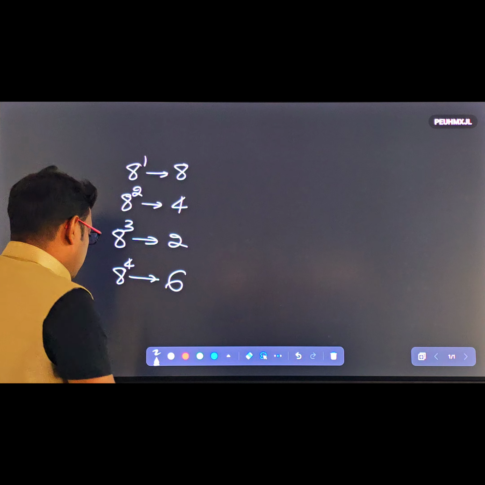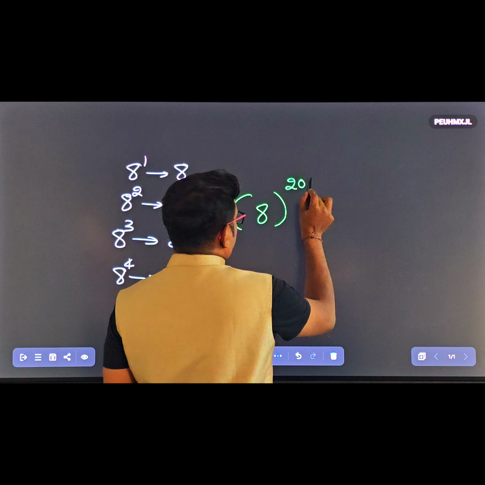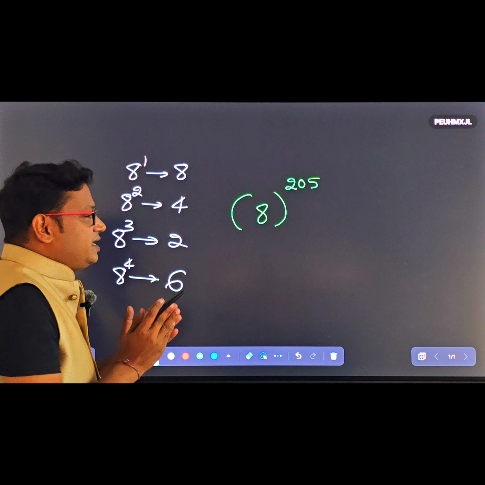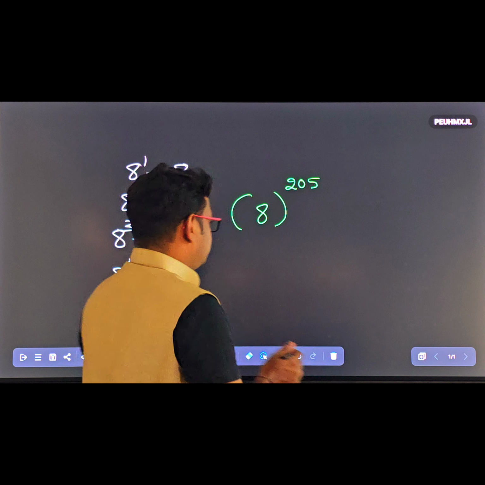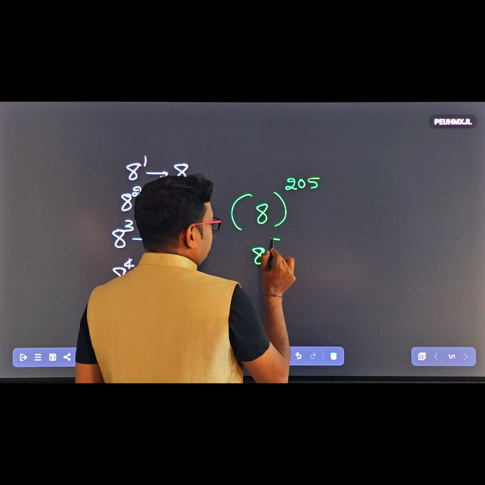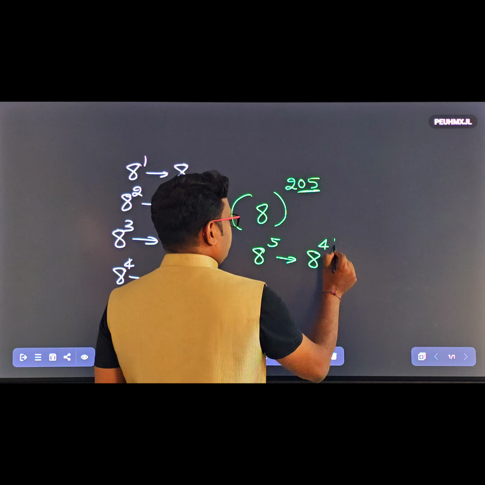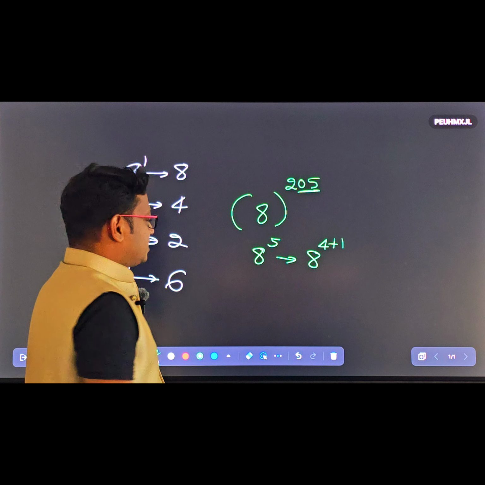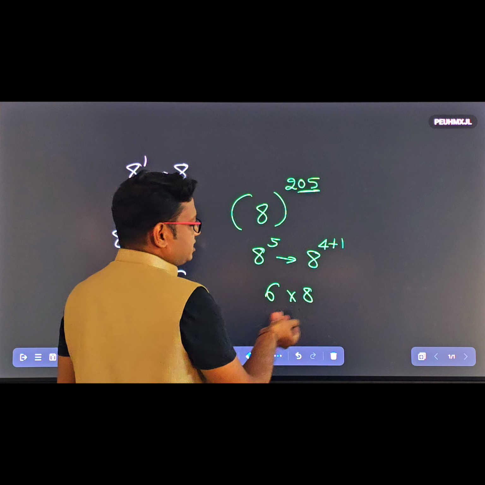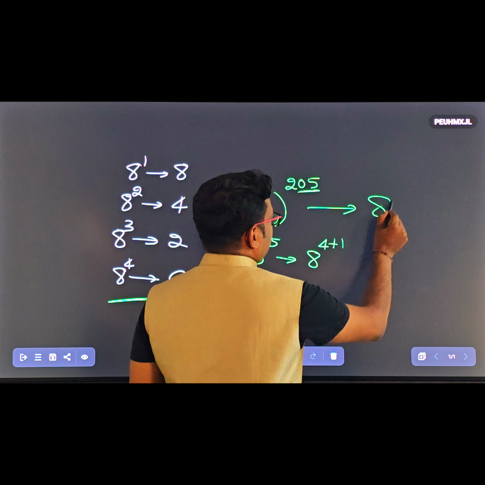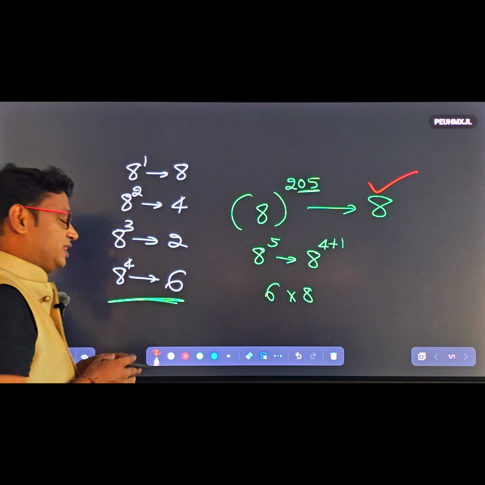See here. If they give in an exam, what is 8 power 205? Very easily we will work out. See here, the divisibility by 4 says just consider the last 2 digits. So this can be written as 8 power 5, nothing but 8 power 4 plus 1. Yes or no? Yes. 8 power 4 is 6. 6 into 8 power 1 is 8. 8 sixes are 48. What is the units place? 8. See how easily we worked out. Hope you have understood with 8 also.